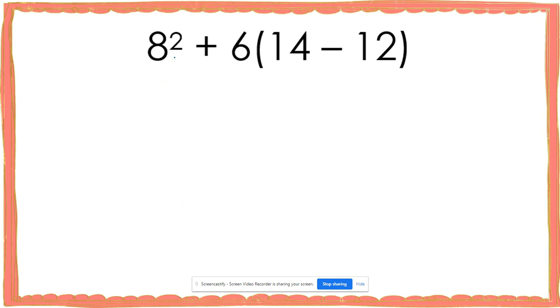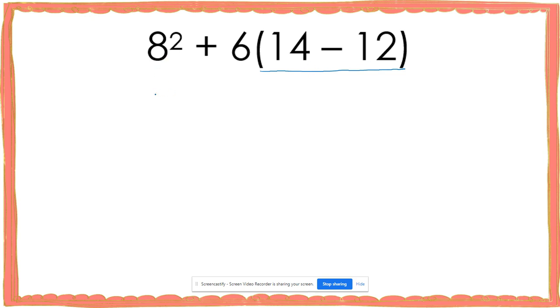This problem says 8 to the second power plus 6 times 14 minus 12. You'll notice that when you have a number next to parentheses or brackets and there is no symbol, that always means to multiply. Now, to solve this, I'm going to start with my grouping symbol, which is my parentheses, and I'm going to solve what's inside of my parentheses. So the first thing I'm going to do is 14 minus 12, and 14 minus 12 will give me 2.